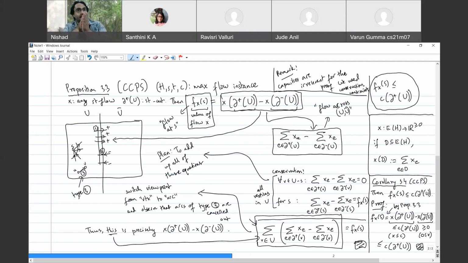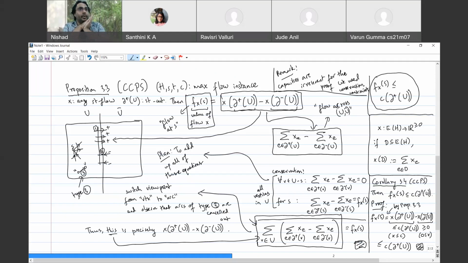So that is where they come into picture. But in 3.3, we did not use the capacity constraints anywhere, right? So in fact, I could have just said that we have a max flow instance which doesn't respect the capacity constraints, but rather than stating that, I just put it as a remark. Okay. So are there any questions or concerns regarding this upper bound that we have just established?